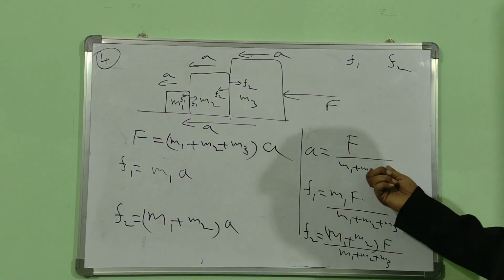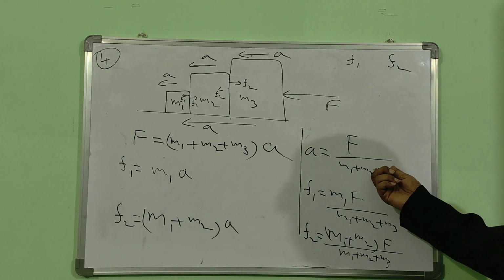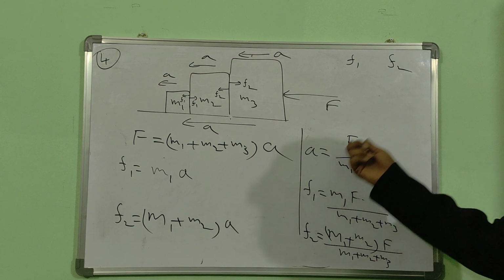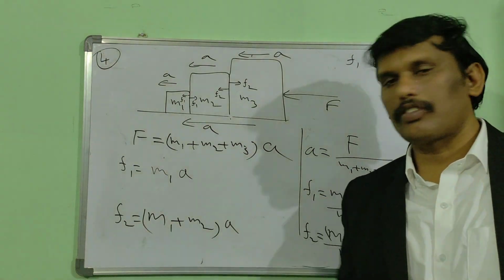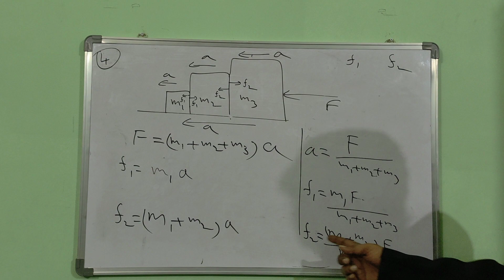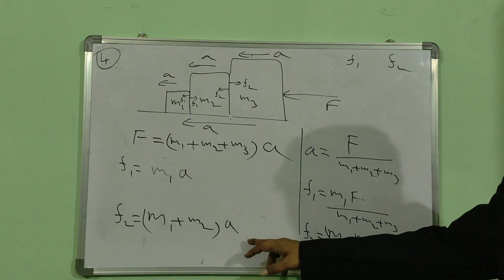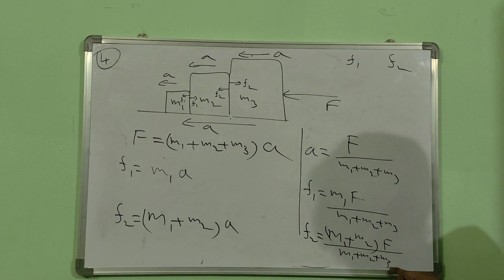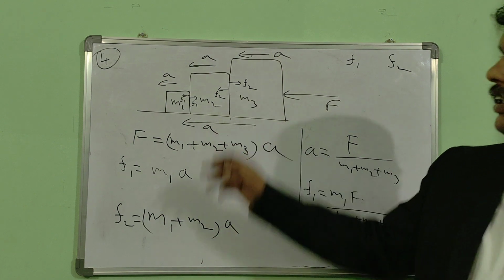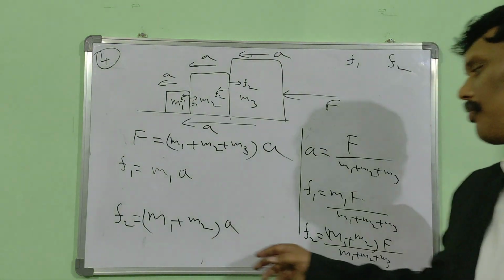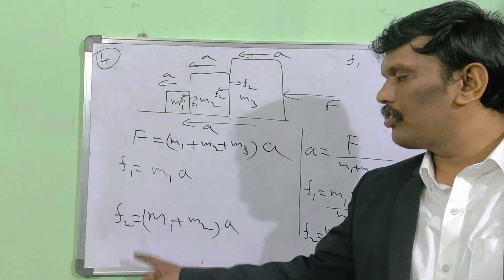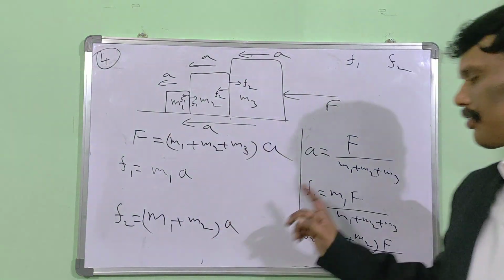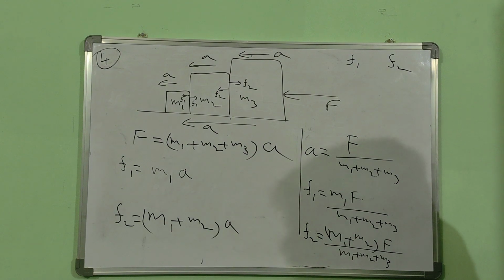How to calculate this acceleration? By using this formula. Why? Because system acceleration, individual accelerations and the combined acceleration of any two masses, everything is the same only. That's why A is equal to F by M1 plus M2 plus M3. By using this formula, calculate acceleration, substitute here, you are going to get the F2. Otherwise, go for the direct formula. F2 is equal to M1 plus M2 into what is acceleration? F upon M1 plus M2 plus M3. By using this formula, directly we are going to get the contact force. Remember, these two methods will give the same result. Whatever value we get for F2 here, the same value we get by using that formula also.